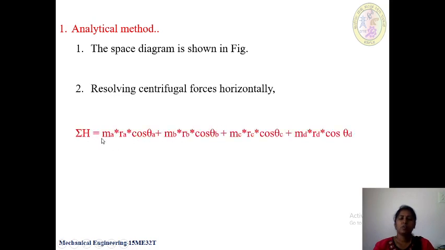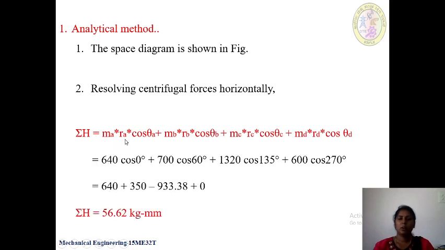That is, sigma H is equal to MA into RA into cos theta A plus MB into RB into cos theta B plus MC into RC into cos theta C plus MD into RD into cos theta D. That is equal to MA into RA, which we have already calculated when finding the centrifugal forces, that is 640 multiplied by cos 0 degree plus 700, that is the MB into RB value, multiplied by cos 60 degree plus 1320, the centrifugal force of the third mass MC into RC, multiplied by cos 135 degree plus 600, the product of MD and RD, multiplied by cos 270 degree.